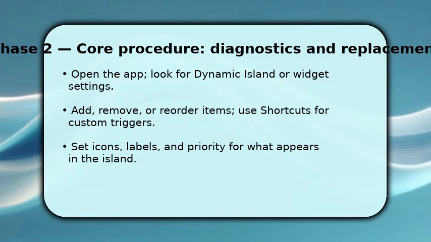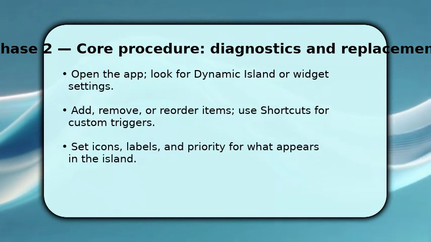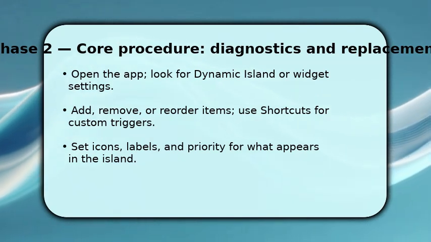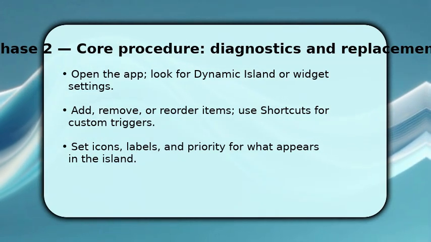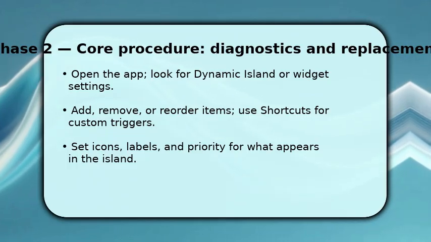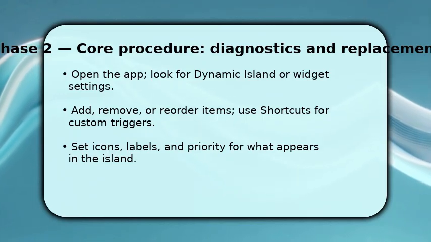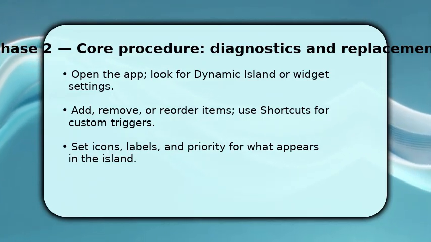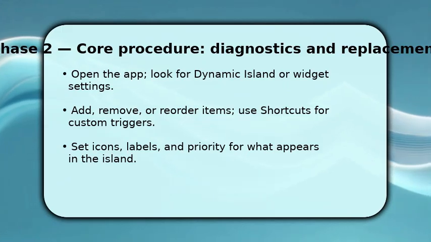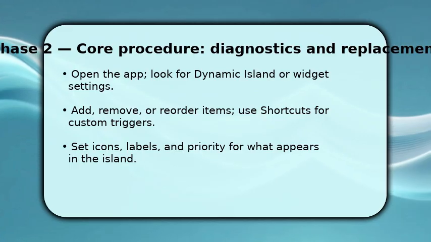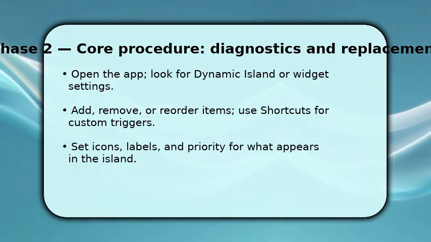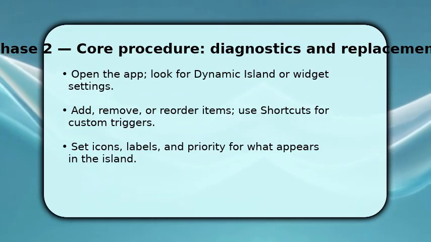You're now inside the app's customization screen. This is where detail matters. Locate the dynamic island or widget settings, then add, remove, or reorder items to prioritize what shows in the island. Use shortcuts to create custom triggers. For example, launch a playlist or start navigation, because shortcuts let the island display contextual actions. Make sure you set concise labels and clear icons so the small island surface remains readable.